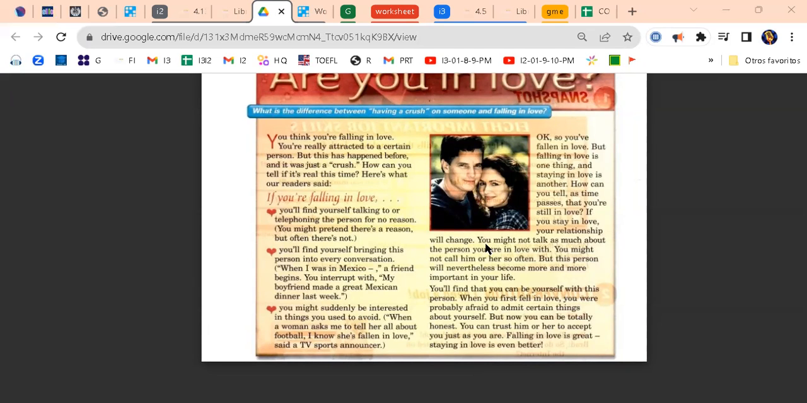So at the beginning of a relationship, we sometimes don't say some things because we're kind of shy. But when you stay in love, you know that person and you feel that you can be honest with that person. So that's what the reading says. I'm not an expert in this, okay? But the reading says that. So you'll find that you can be yourself with this person.